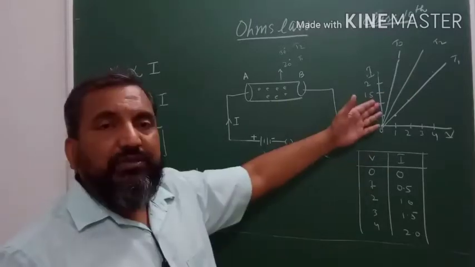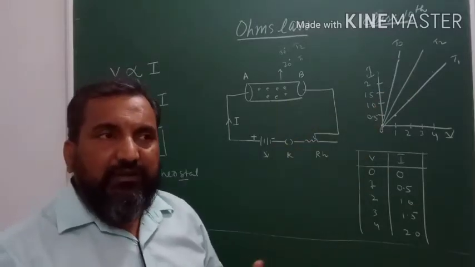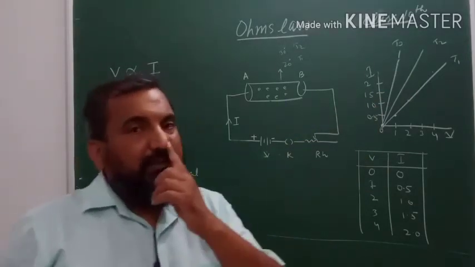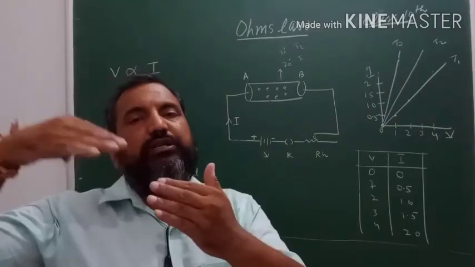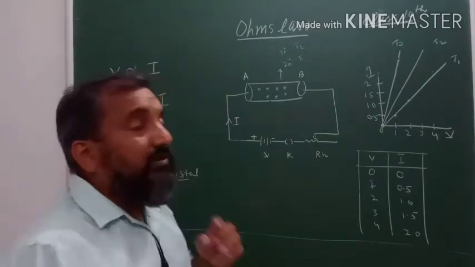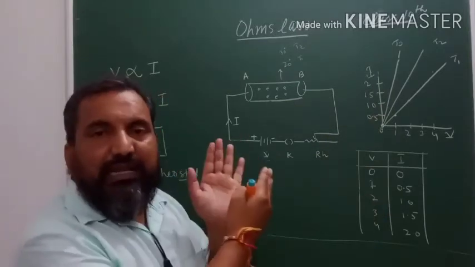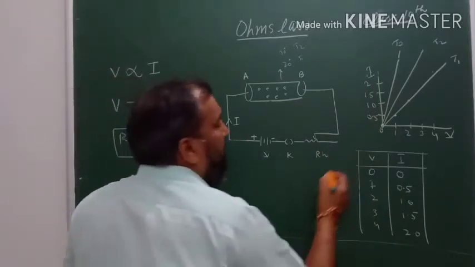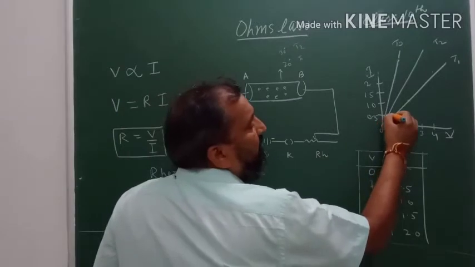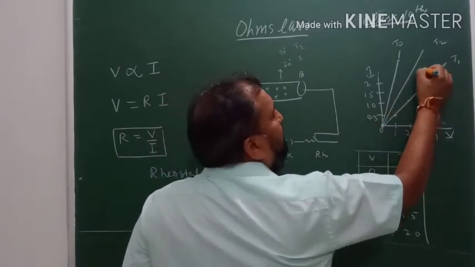If suppose the temperature is changing continuously from 20, 21, 22, 23, 24, then this graph will not remain like this. There will be certain changes. So it is going to move like this.